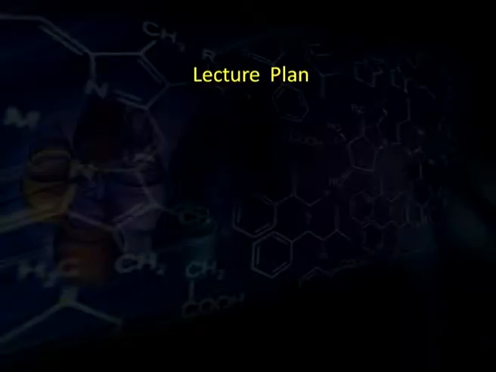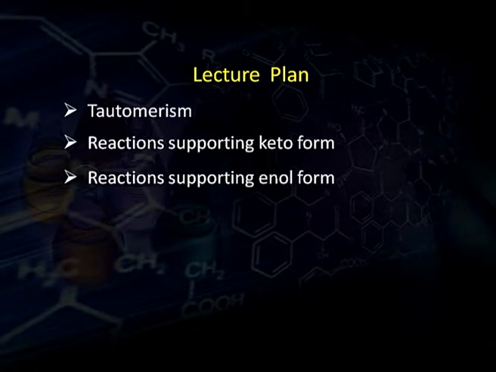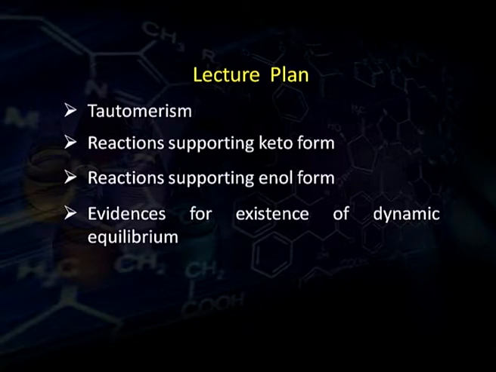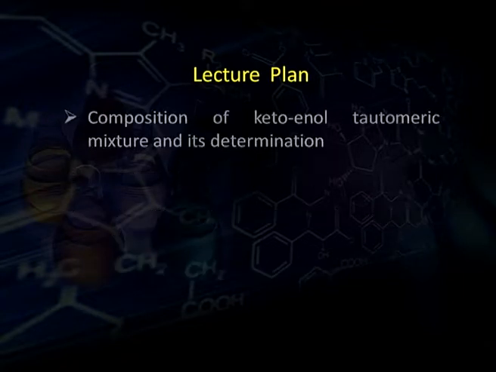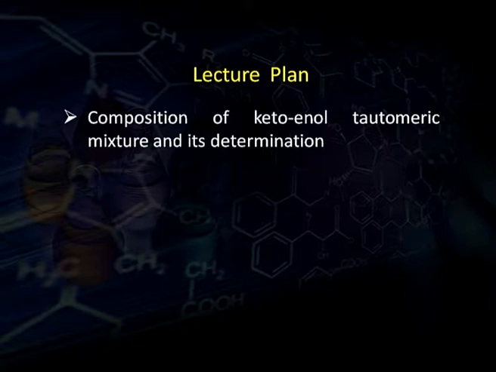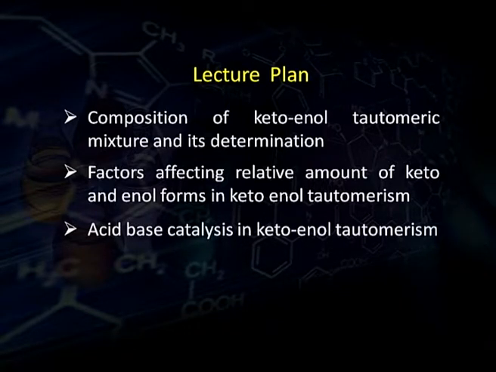So in today's lecture we will study tautomerism, reactions supporting the keto form, reactions supporting the enol form, evidences for existence of dynamic equilibrium, isolation of tautomeric forms, composition of keto-enol tautomeric mixture and its determination, factors affecting the relative amount of keto and enol forms in keto-enol tautomerism, and acid-base catalysis in keto-enol tautomerism.